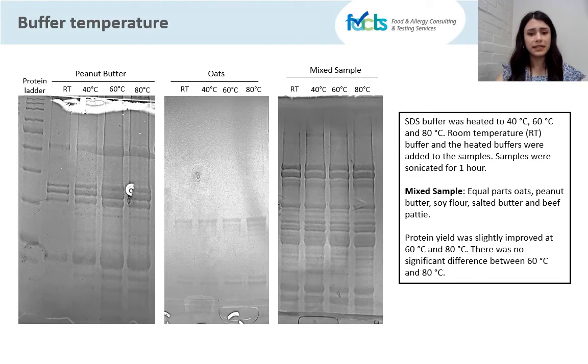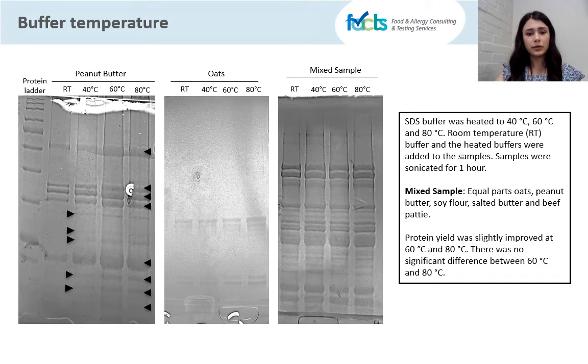To determine the best temperature for extraction, 3 different samples were extracted at 4 different temperatures. The STS buffer was heated to 40, 60, and 80 degrees Celsius, or left at room temperature. In the peanut butter sample, bands appeared at 40 degrees Celsius that were not visible at room temperature. At 60 and 80 degrees Celsius, the protein yield was clearly much higher. There was no significant difference between 60 and 80 degrees Celsius.